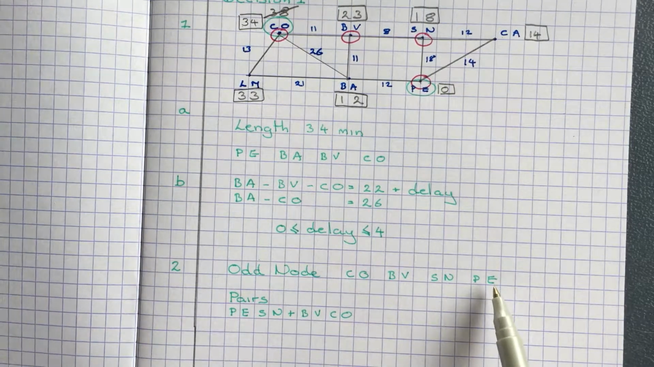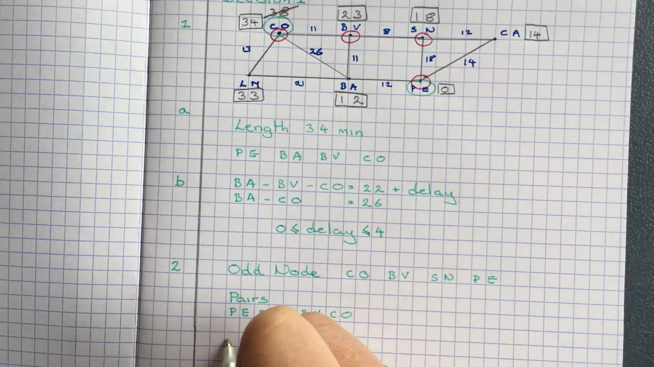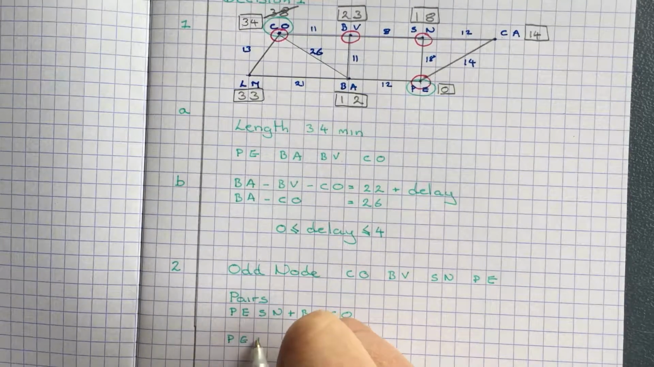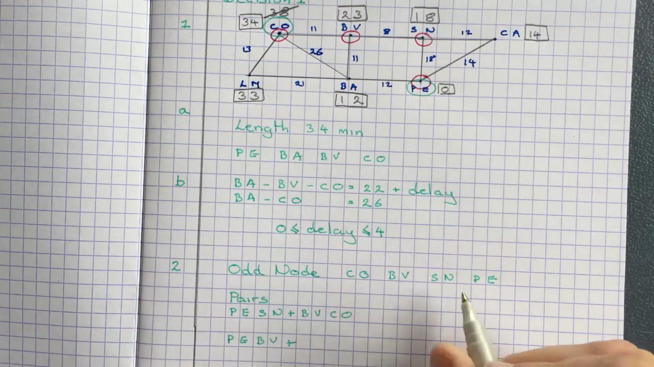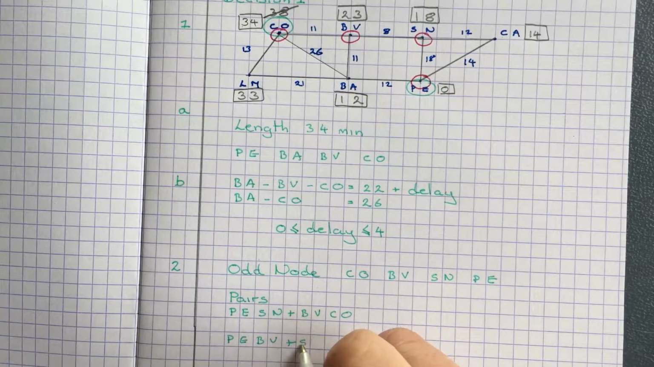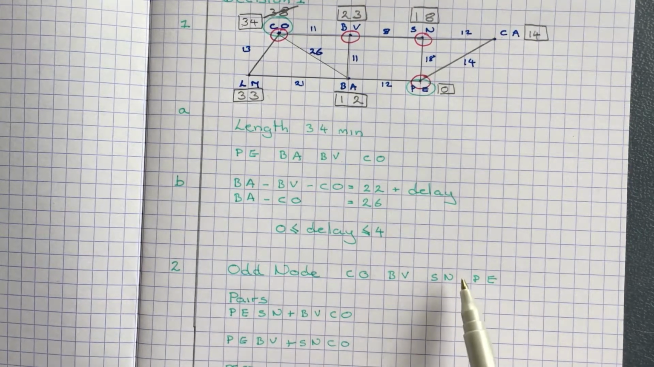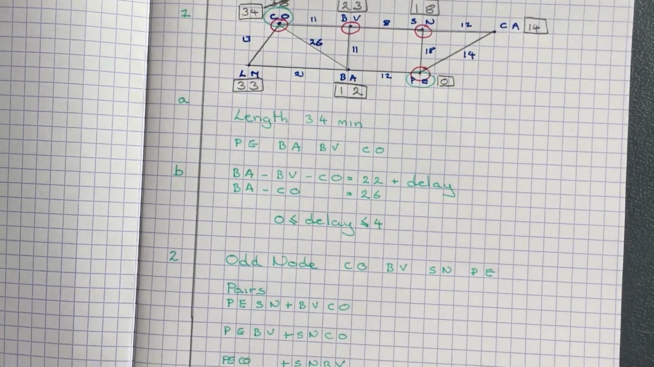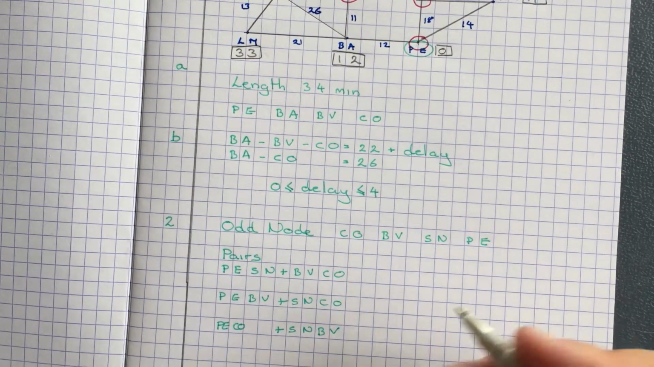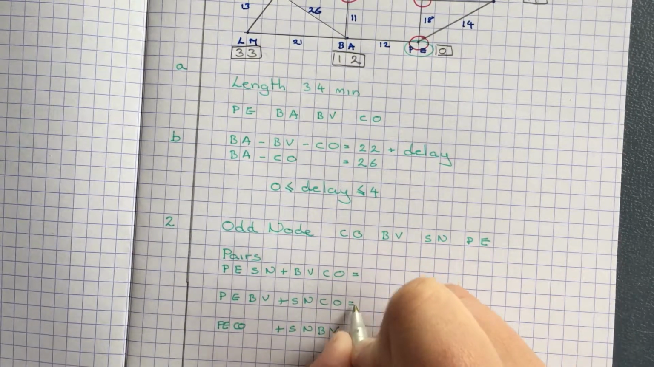If we paired up PE with BV, we end up with PE, BV, and the ones we've got left over then are SN and CO. And then lastly, if we pair up PE with CO, then what we've got left over is SN and BV. If you've got 4 odd nodes, there will be 3 pairs. So we now need to find out how far these are.